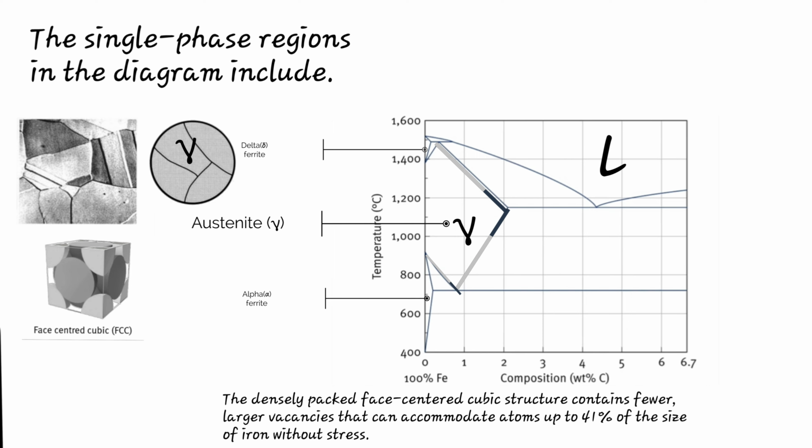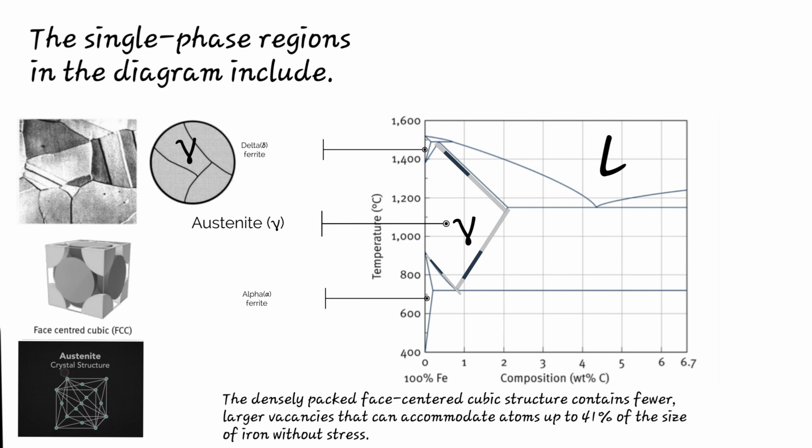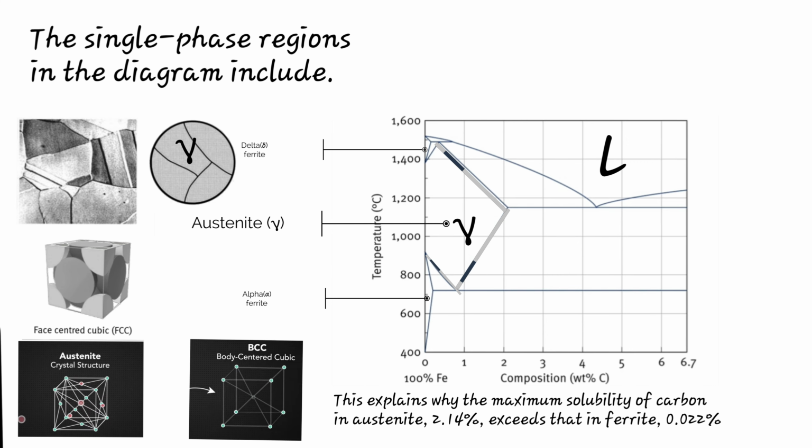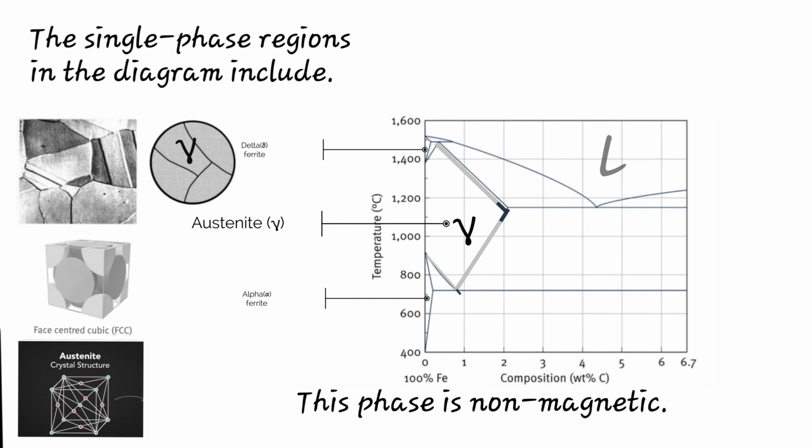The densely packed face-centered cubic structure contains fewer, larger vacancies that can accommodate atoms up to 41% of the size of iron without stress. This explains why the maximum solubility of carbon in austenite, 2.14%, exceeds that in ferrite, 0.022%. This phase is non-magnetic.